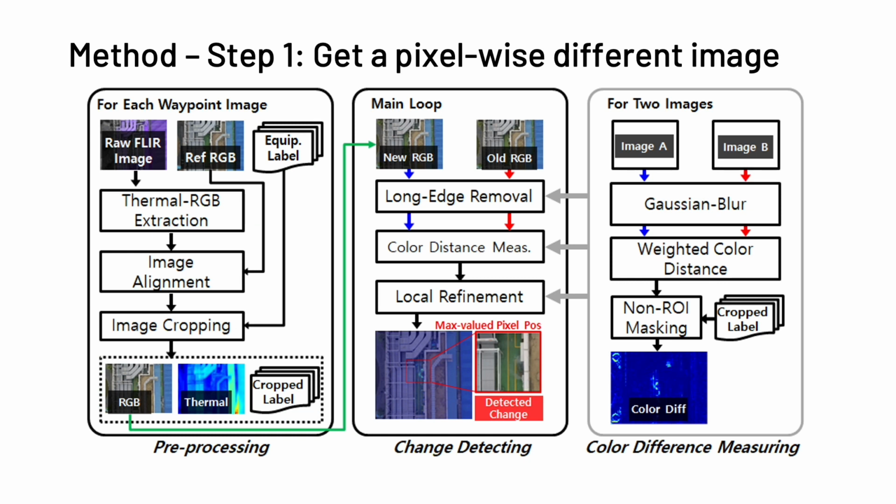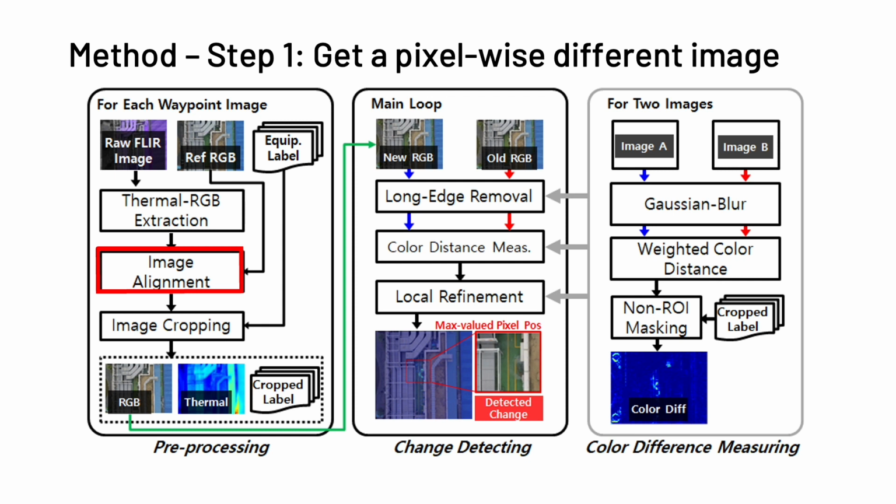For each point, given a new image from a UAV, this method firstly generates a pixel-wise different image between the new image and the old image that was captured at an earlier time. However, before that, we need to have some pre-processing, which firstly extracts thermal images and RGB images, as we were using an infrared thermal imaging UAV.